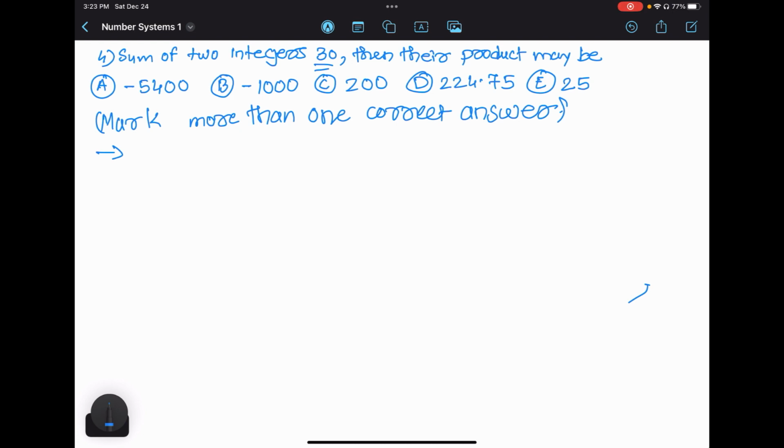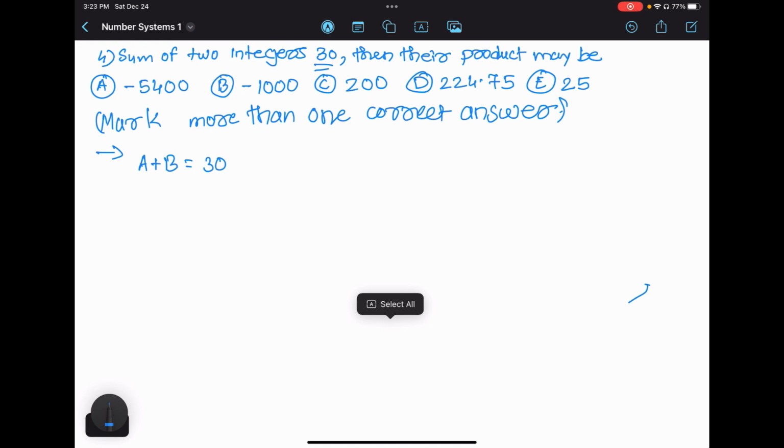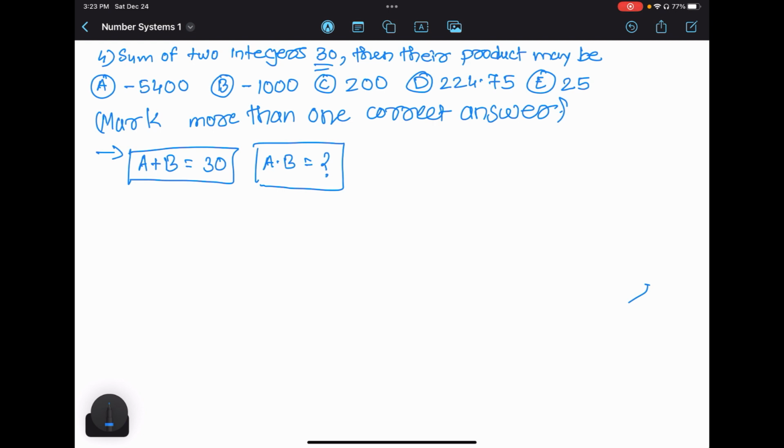So let's just consider two integers. So a plus b should be 30. That's the data given, and what we have to find is a dot b, which is their product. As this is a multiple answer question, it is a little bit time consuming, and I will not attempt this question at the start. I will leave this for the last.